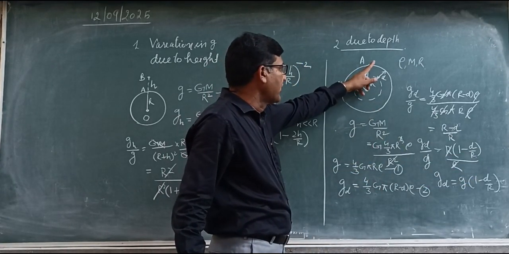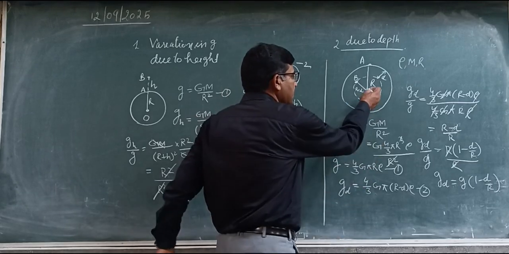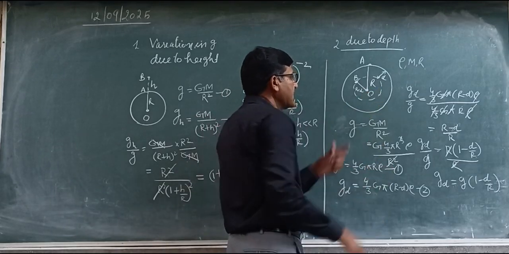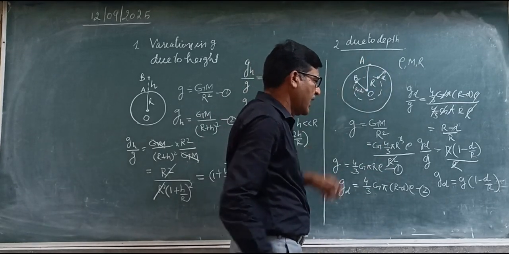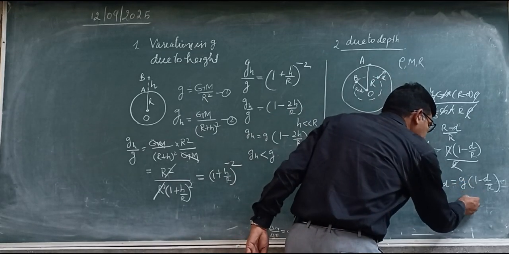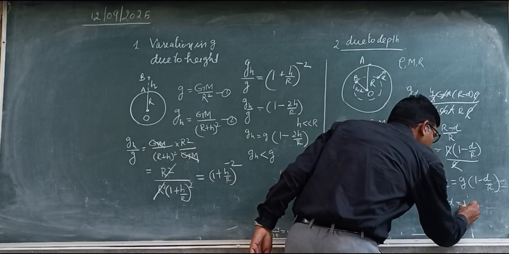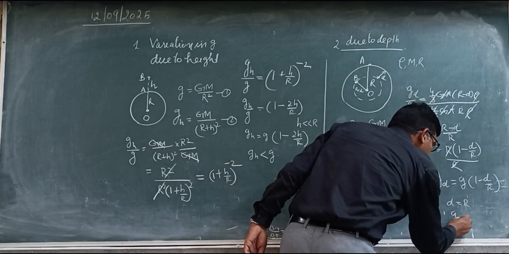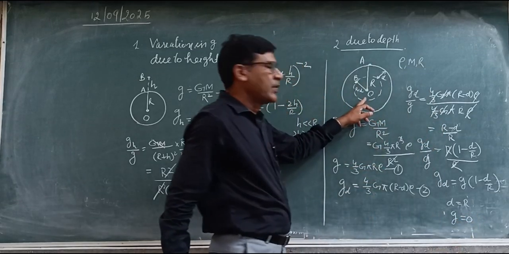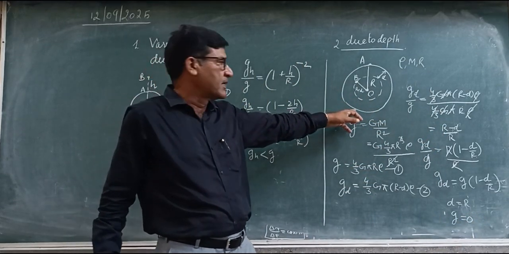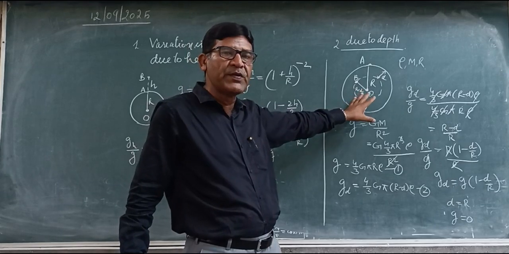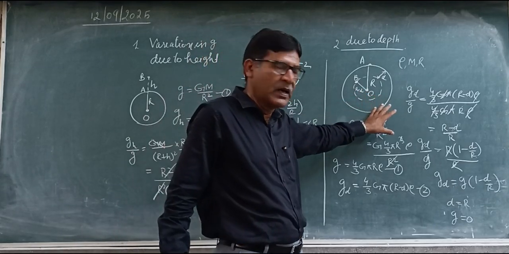Now what happens if d becomes equal to r? Let the body be taken from this A to the central point O. Then this d will become equal to r, and therefore the acceleration due to gravity in that case will be equal to 0. So g will be equal to 0 and the object will be in a state of weightlessness. Here it will not have any weight at the center of the earth.